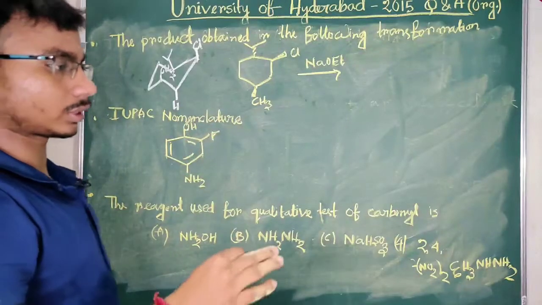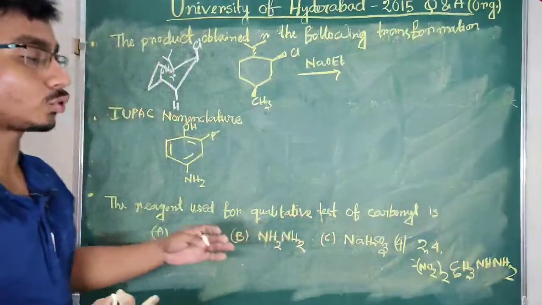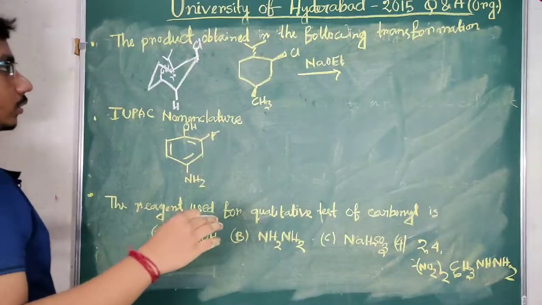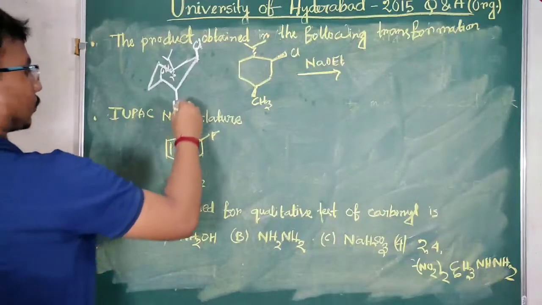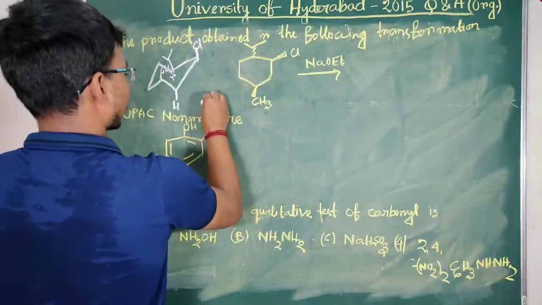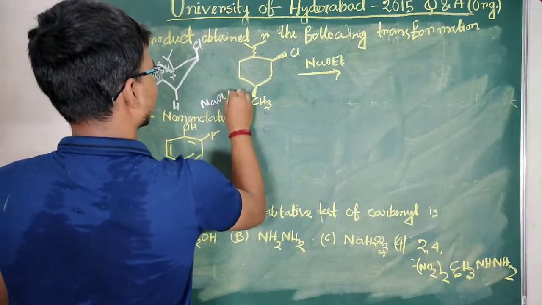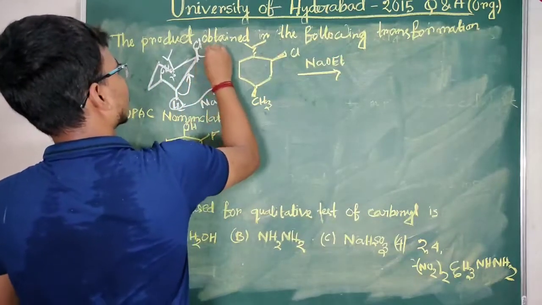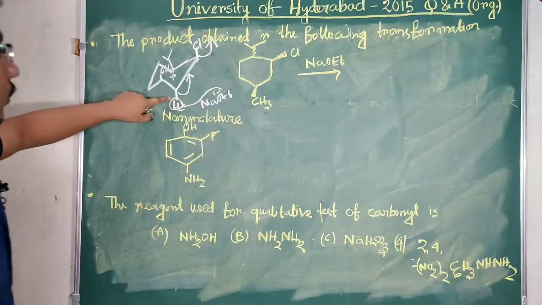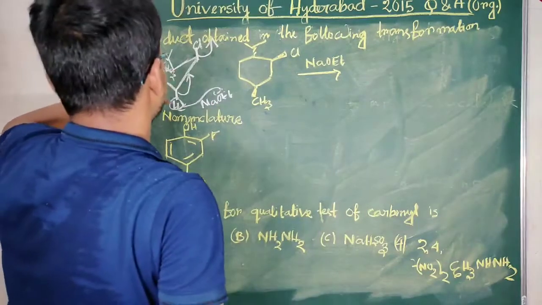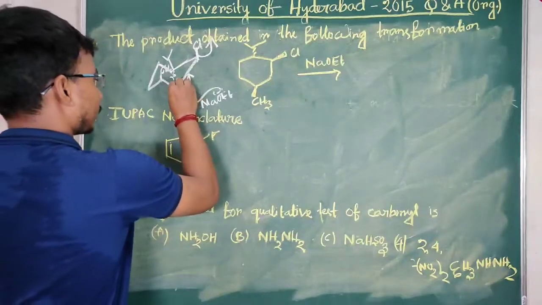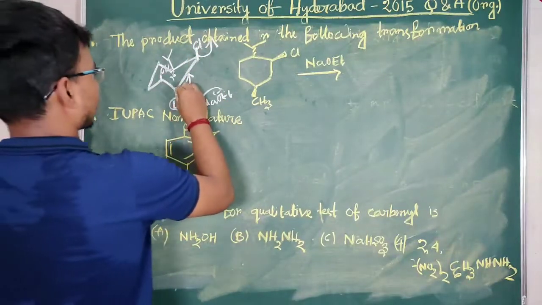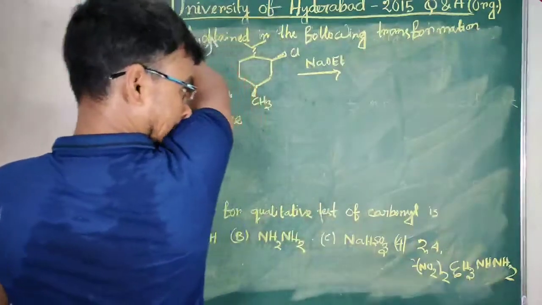We know for elimination anti-geometry is more preferable. So the H and Cl are in anti-parallel or anti-axial position. So here is a base, NaOH, which preferably takes the hydrogen and the bond cleavage. So anti-axial, the C-H and C-Cl bonds are present anti-axial, so it helps the elimination and we get this product.